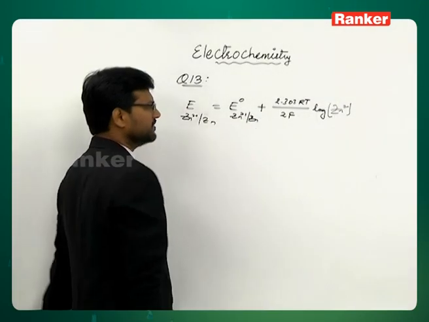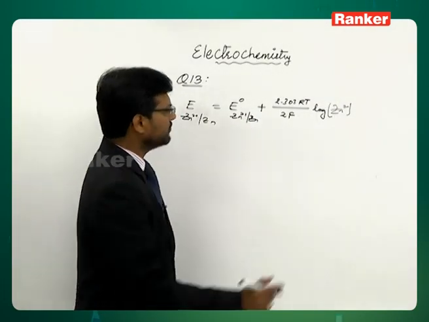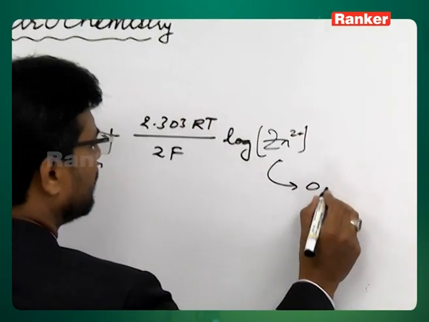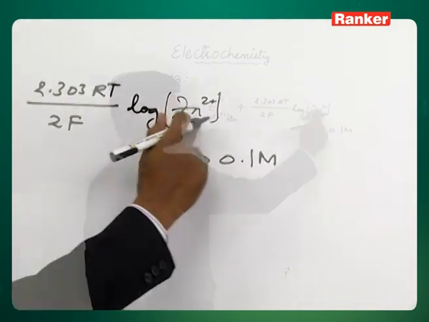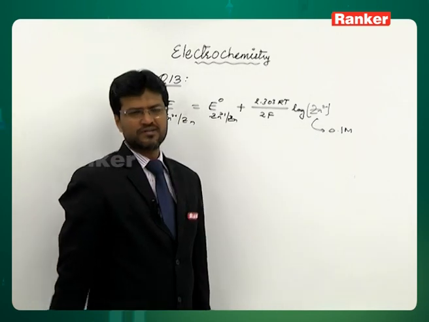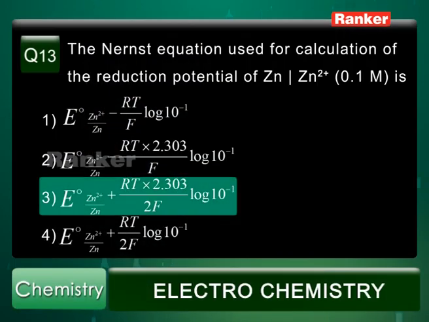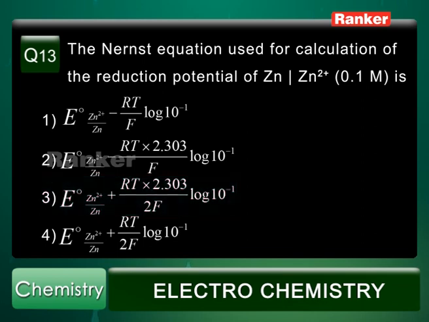So this becomes the Nernst equation for Zn2+|Zn, and now this value is 0.1 M. So substitute this with 0.1, you get the Nernst equation. That is nothing but 10 raised to minus 1. So the correct answer is third option.